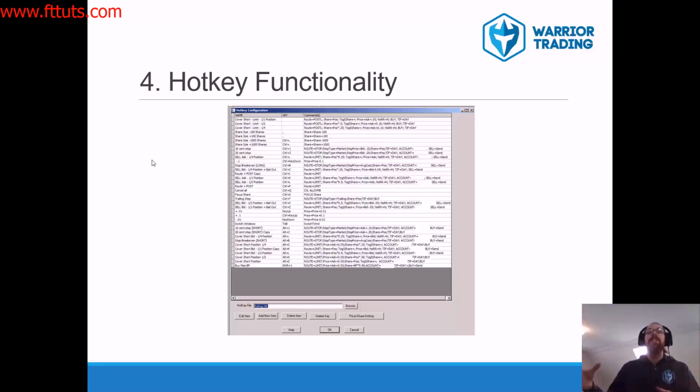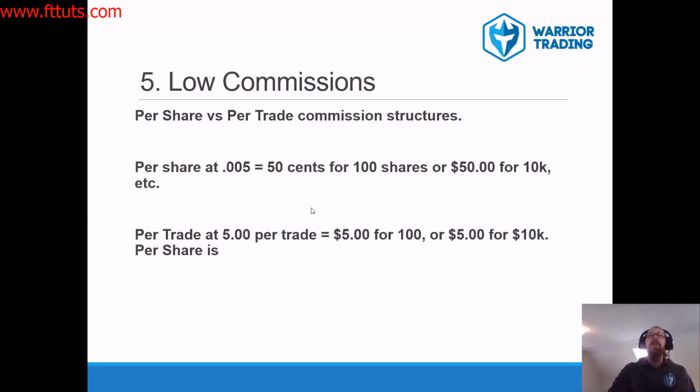When you're up $1,000, you want to lock in that profit, and that means you need to have a hotkey to quickly get out of a trade. For me, I use Control Z, and it'll automatically calculate my position size to sell it. So I can get into a trade literally as quickly as pressing Shift 1 and Control Z. Think about how fast that is. That's really fast. And number 5, low commissions. Right now, last year I paid over $30,000 in commissions.